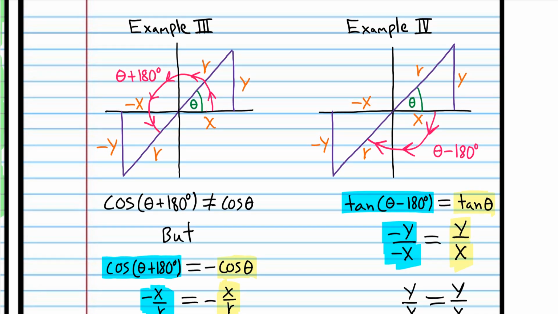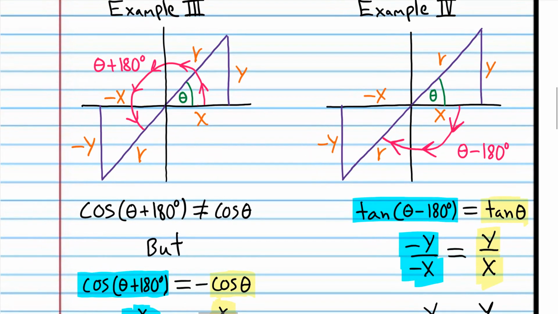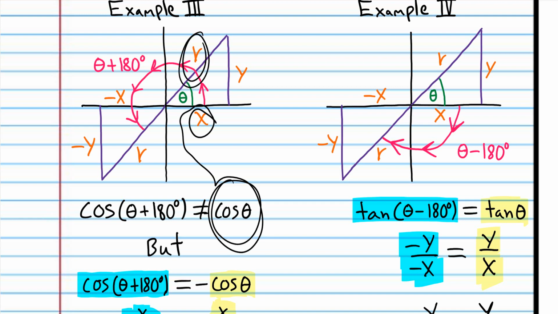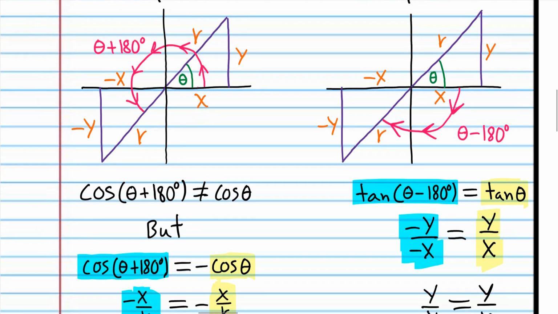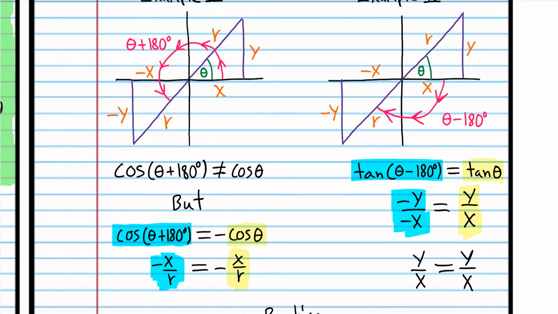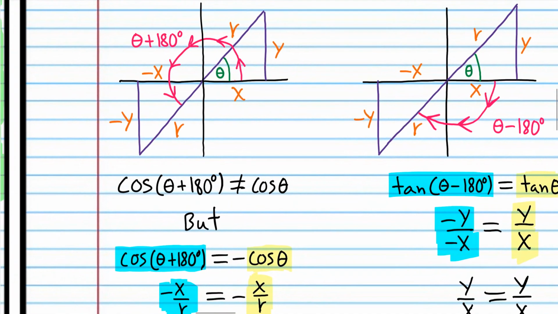So ignore the pink arrows and look at this green theta here. You see that green theta here? Isn't it true that cosine, just using cosine as an example, we could use any of the functions, but cosine theta is the adjacent side over the hypotenuse? Isn't that true? So it's the adjacent side over the hypotenuse.